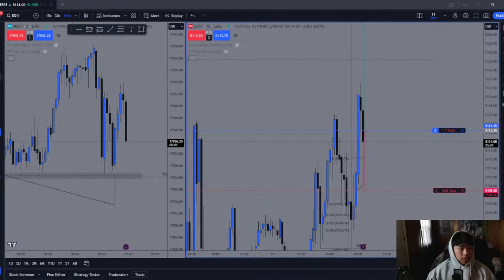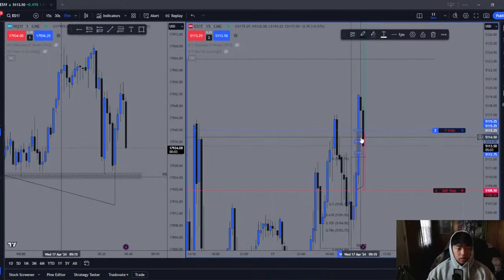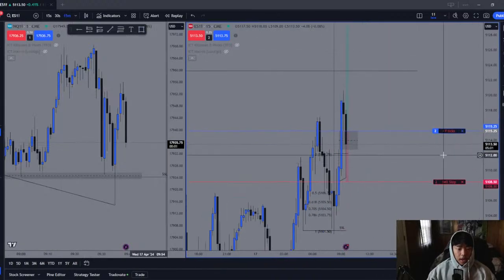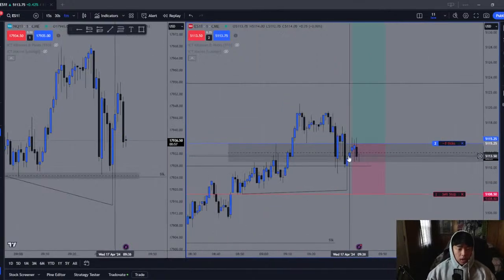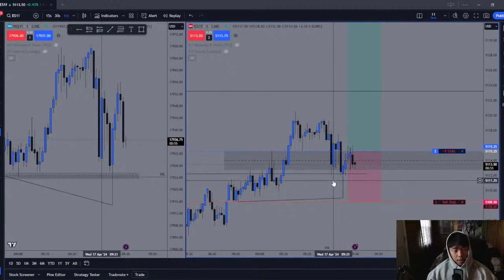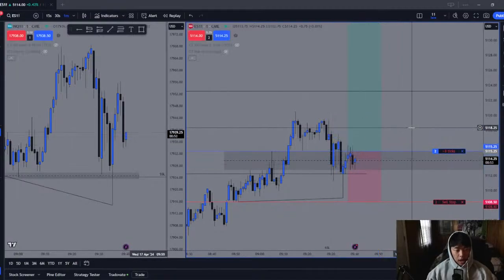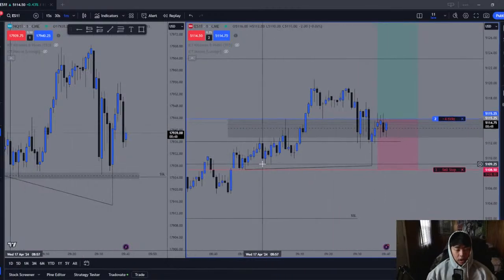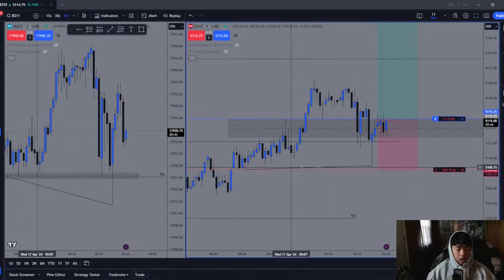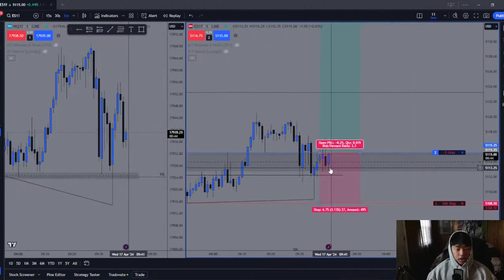We are in this 15-minute imbalance here, and then bullish SMT between ES and NQ. Realistically I should have waited for a break of structure, but I like how this candle swept out all of these lows right here. So this trade doesn't look terrible.